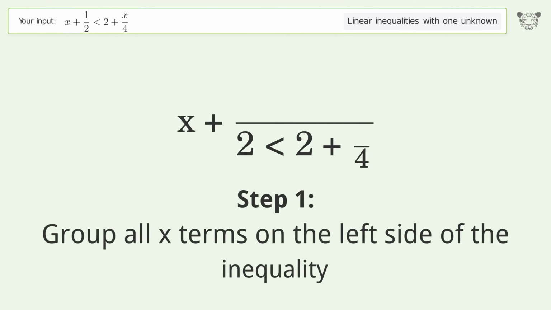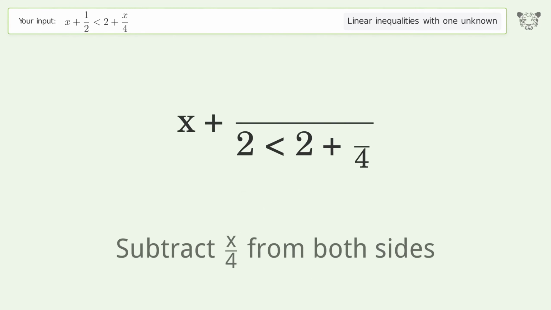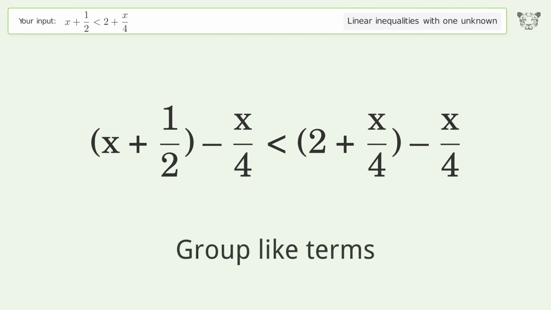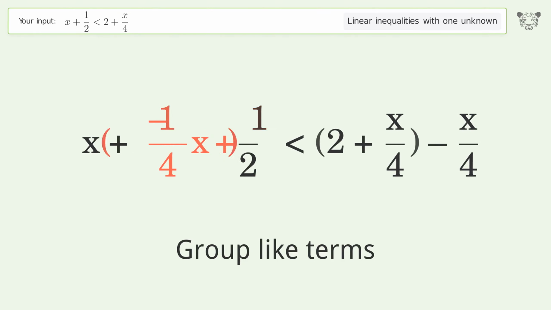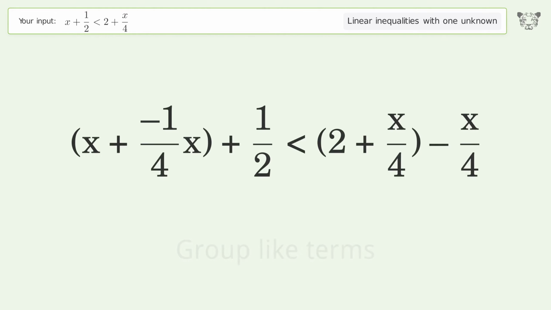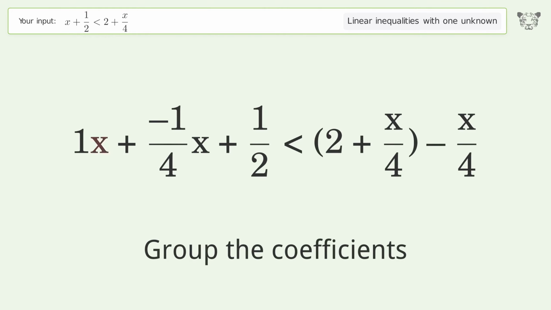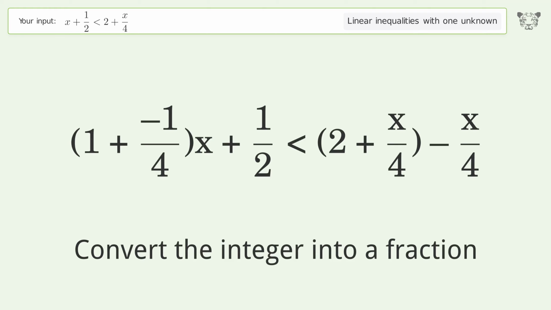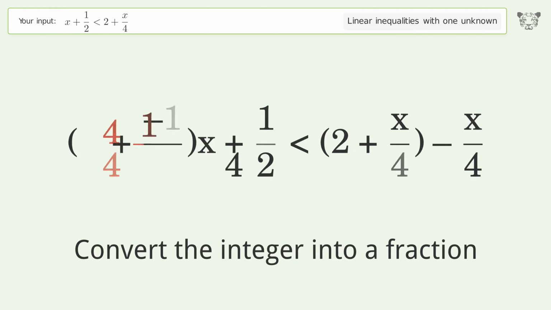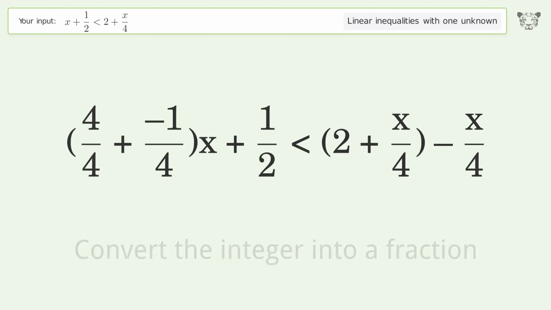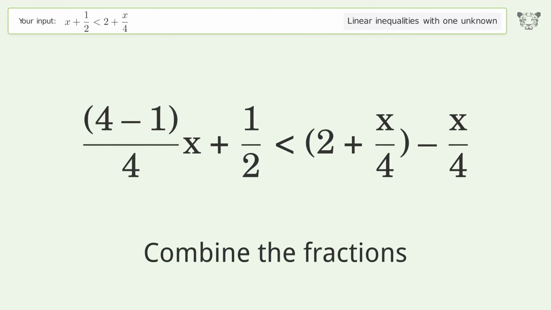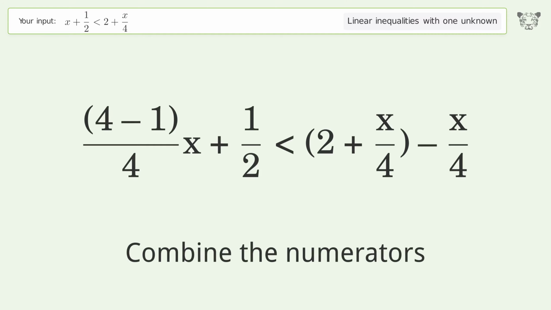Group all x terms on the left side of the inequality. Subtract 10/4 from both sides. Group like terms. Group the coefficients. Convert the integer into a fraction. Combine the fractions. Combine the numerators.